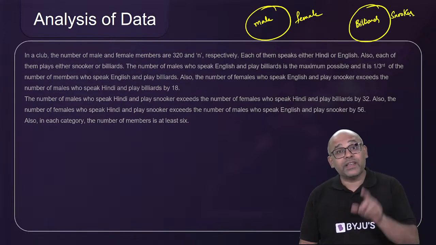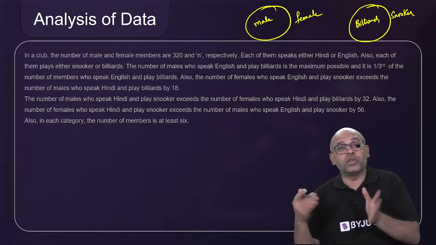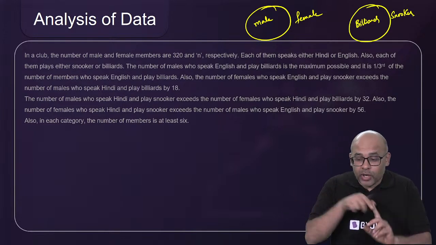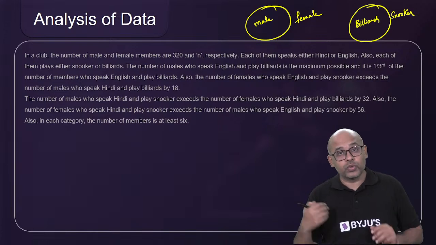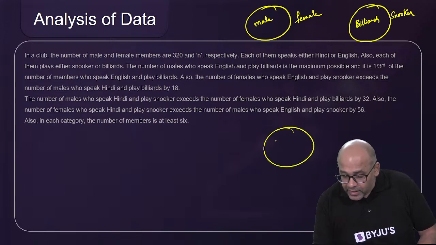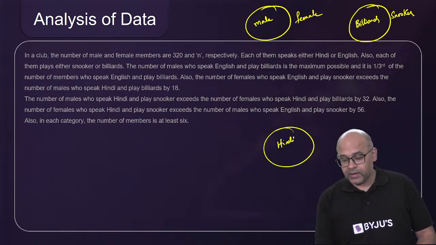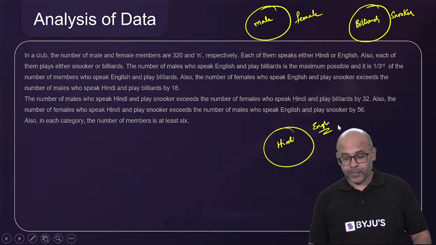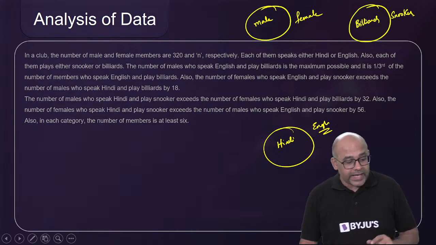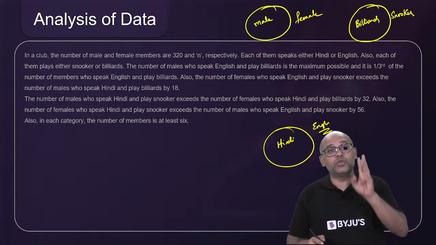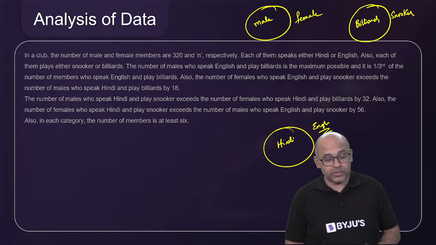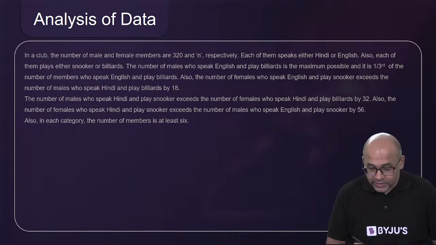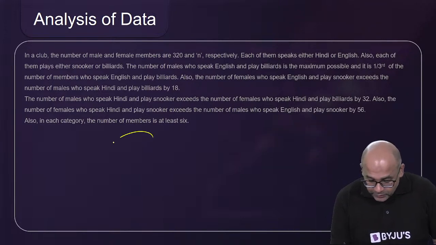Because the question says everybody plays either billiard or snooker. There is no third option. So if somebody is not playing billiards, it means they are playing snooker. Similarly, if I say Hindi is a circle, then outside the circle is English. Clear? So I can represent these 6 parameters using 3 circles. That is the beauty of this logic. So let's go ahead and take a look at this. So you have 3 circles now.